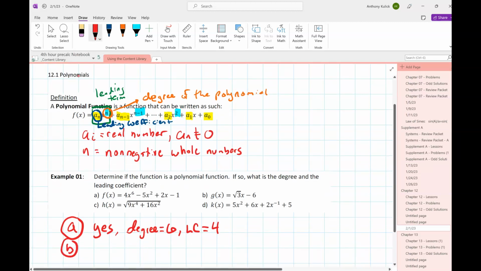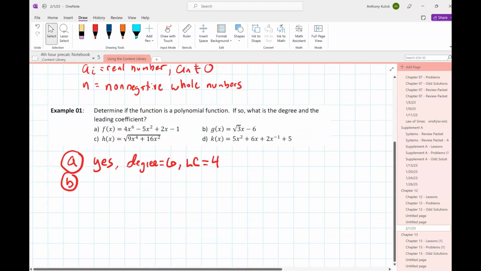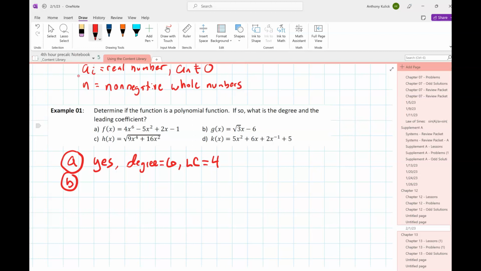How about for B, the square root of 3 times x minus 6? Is that a polynomial? What do we think? You said no, why not? Okay, you have to be real careful here. Notice where the square root is ending. The square root is not being carried over the x. The square root's ending right at the 3.